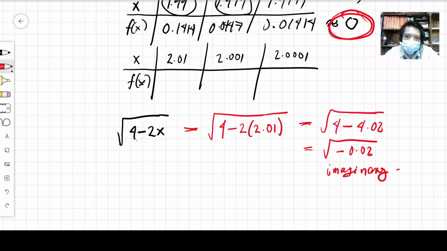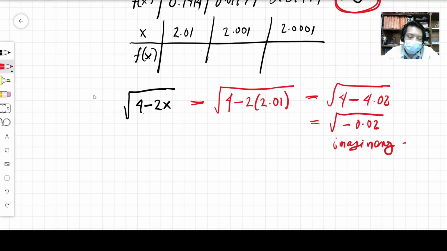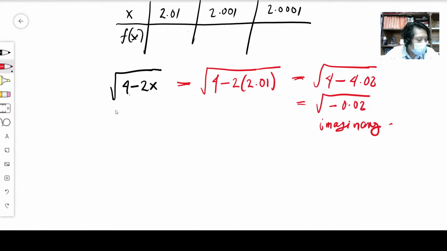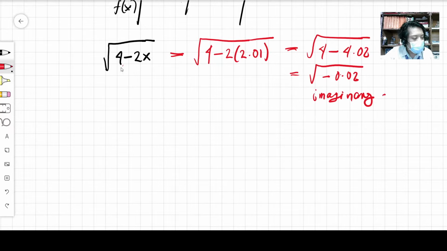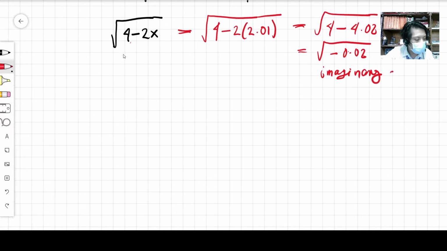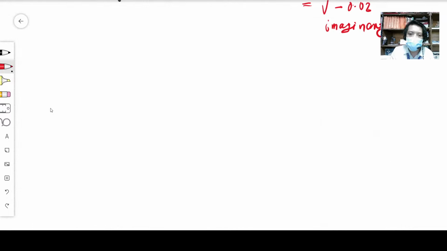Okay. Let us have another example. I have 4 more examples here. Okay, example number 6.